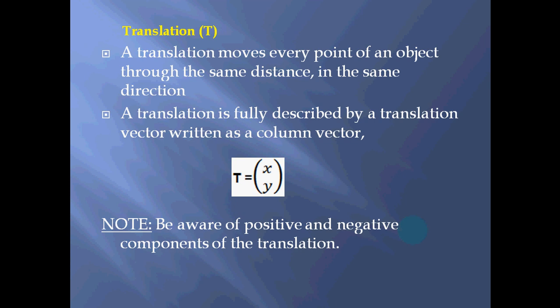So, what is a translation transformation? When we move points of an object through the same distance in the same direction, in a straight line, the transformation is a translation. So a translation moves every point of an object through the same distance in the same direction.